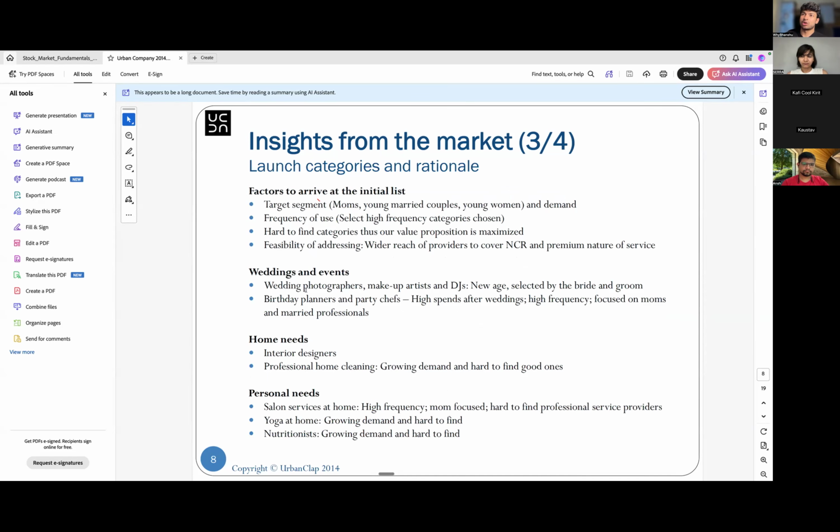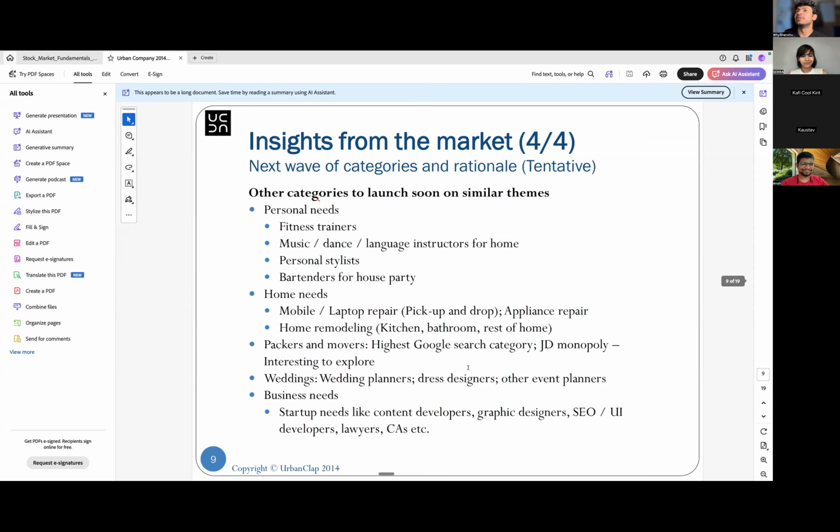Giving them some ideas of what I want to do. Maybe start with wedding and events. I'm going to start with wedding photographer, makeup artists, DJs, because there's a new age selected by the bride and the groom. Okay, personal needs. I'm going to give some salon service at home, yoga at home, nutritionist. Man, back in the day, this would have sounded so crazy, no? Salon service at home. Now it's so common. But yeah, kudos to them.